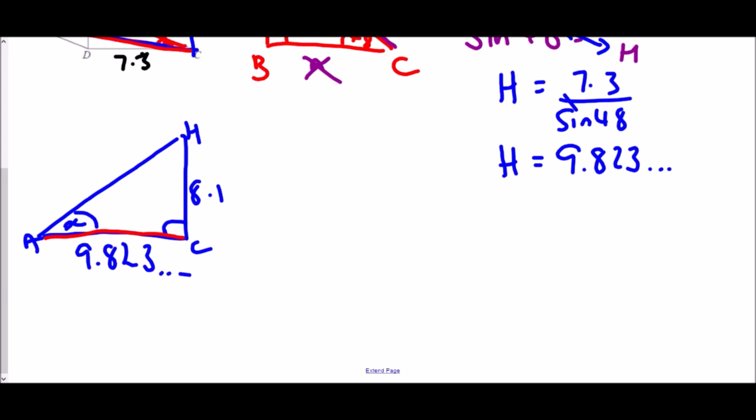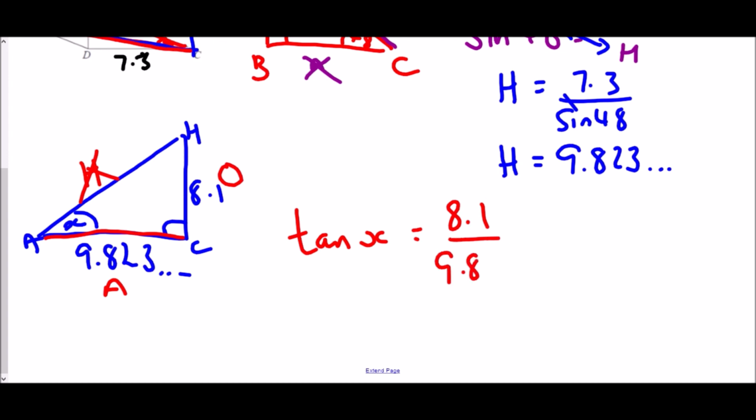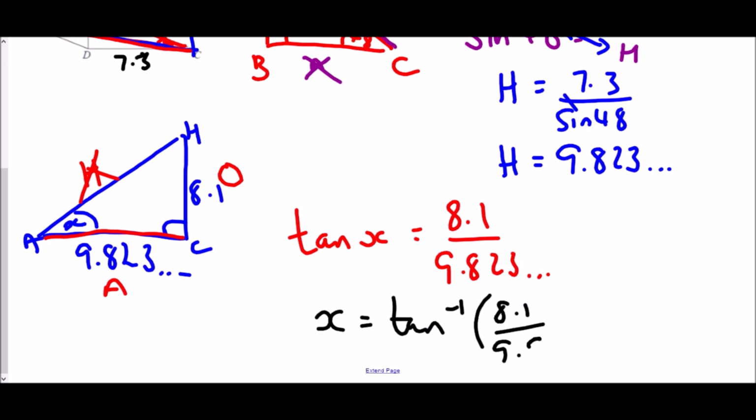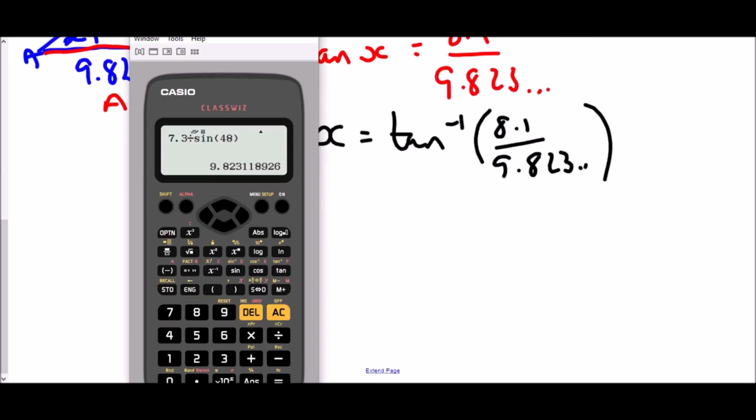I need to go through SOHCAHTOA. There is my hypotenuse, there is my opposite, and there is my adjacent. I'm not interested in the hypotenuse in this case, and so I'm just going to use TOA, and that tells me that tan X equals my opposite, 8.1, over my adjacent, 9.823. And remember, because it's an angle that we're trying to find, we need to use the inverse. So tan inverse of 8.1 over 9.823. And finally, type that into the calculator.